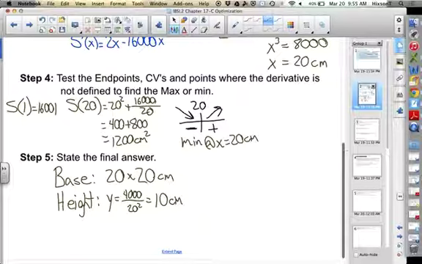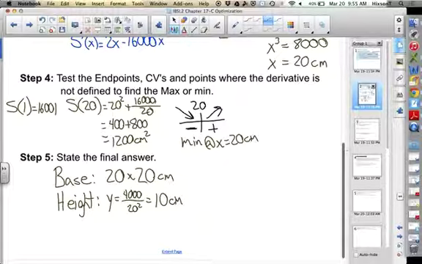I would expect our second derivative to be what at a minimum? Concave up, so our second derivative would be positive. Remember, when the second derivative is positive, we're concave up. So that's when they're talking about the second derivative test.